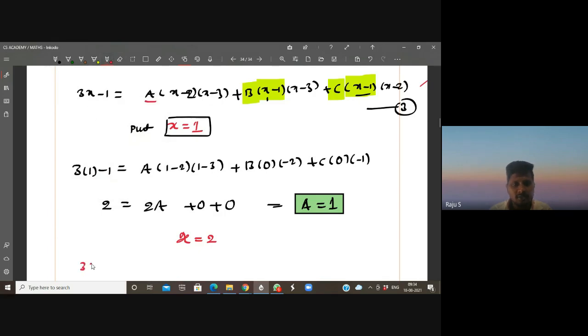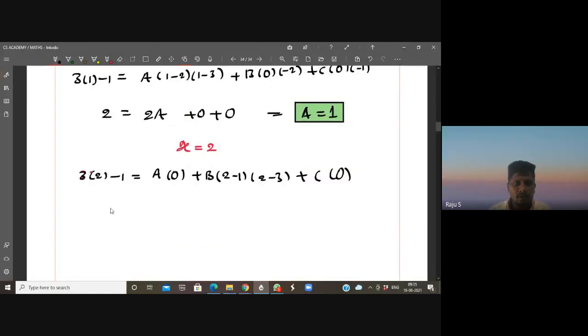So 3 times 2 minus 1 is equal to a into 0. A becomes 0, but b alone: 2 minus 1, 2 minus 3, plus c into 0. Directly it will become 0. 2 minus 2 is 0. So here 6 minus 1, 5, is equal to 0 plus 2 minus 1, 1. So this is minus b, we will get plus 0. So b is equal to minus 5. Am I right, students? So the b value is minus 5.